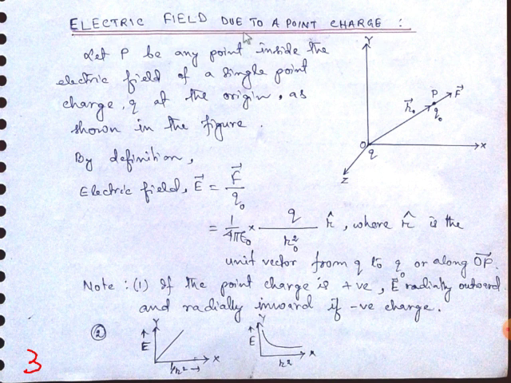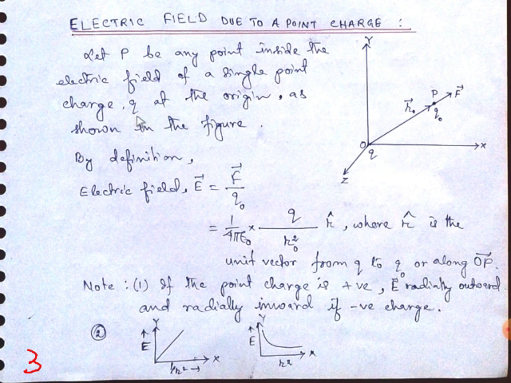Now just to find out electric field due to a point charge, let's take it that this capital P is a point of observation where we want to find electric field due to a given charge Q at the origin, right? So let P be any point inside the electric field of a single point charge Q at the origin as shown in the figure. It is shown in the figure here like this.